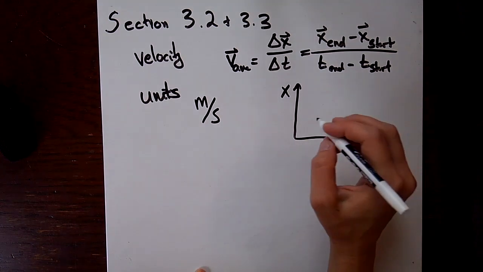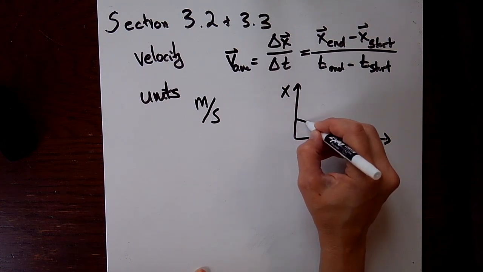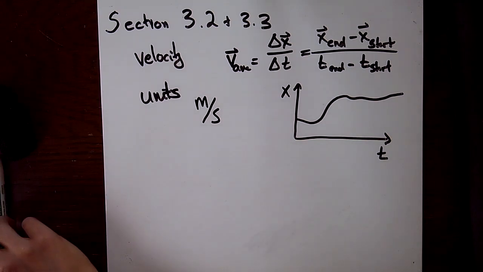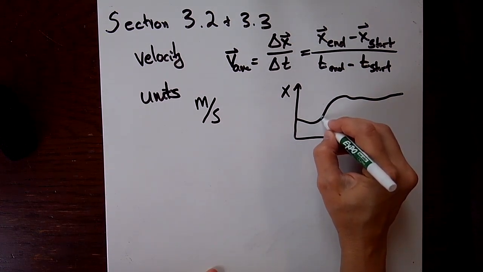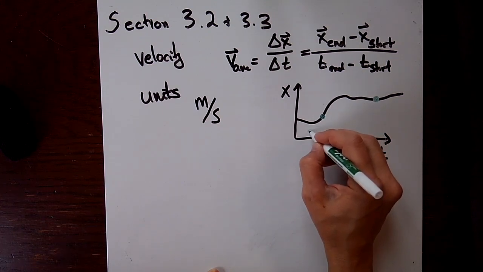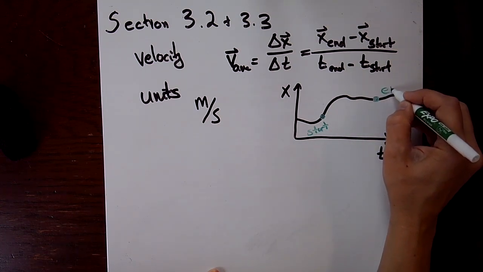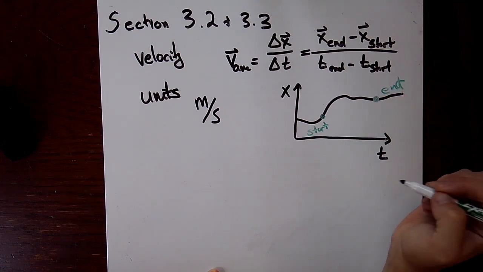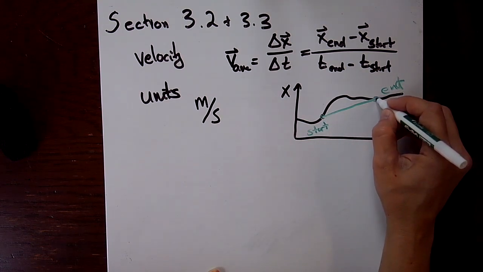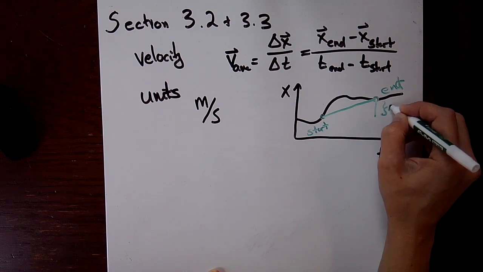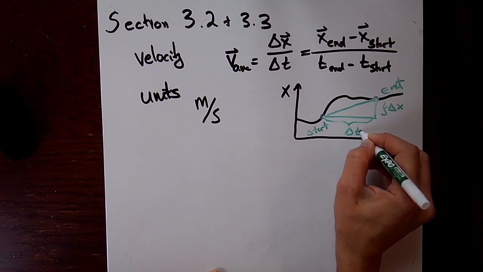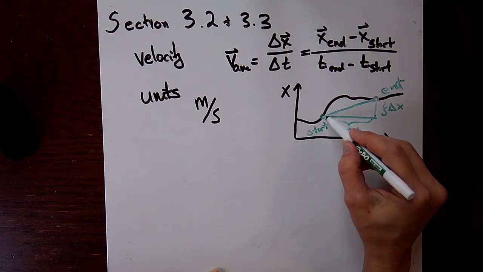But we can look also, all right, so we have the average velocity. Let's draw in a position graph, something like that. So if we want to get the average velocity, we pick a start point, we pick an end point. So let me label them. Start, end. And then we look at our change in position and our change in time. And the slope of this line gets us our average velocity.